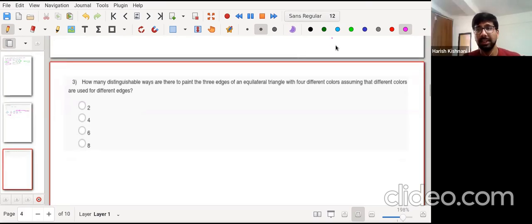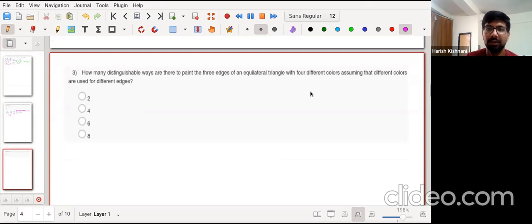So the next question is, in how many distinguishable ways are there to paint the three edges of an equilateral triangle with four different colors, assuming that different colors are used for different edges? Okay, so in this case, they are saying that you have to use different colors for all three edges. So first of all, let me choose my four colors. First is blue. Second, let's go with green. Then black. Then this red one.